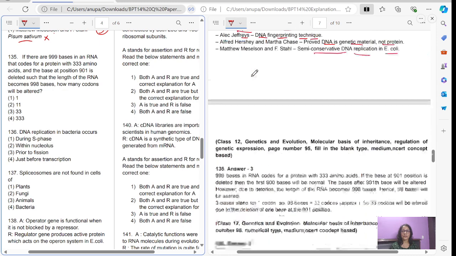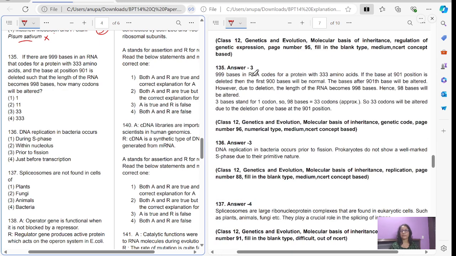Now let's move to the next question, that is question number 135. It states that if there are 999 bases in an RNA that codes for a protein with 333 amino acids, the base at position 901 is deleted such that the length of the RNA becomes 998 bases. How many codons will be altered? So we have to find out by the deletion of one base, how many codons will be altered?